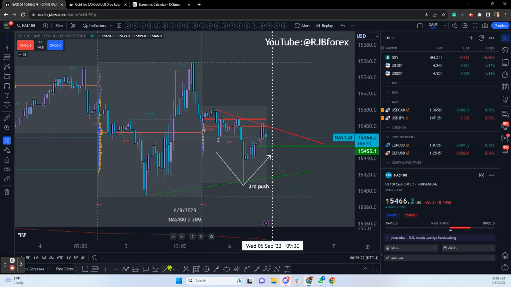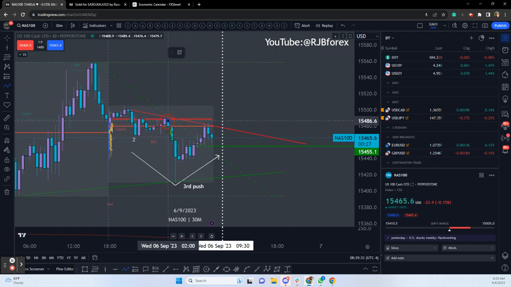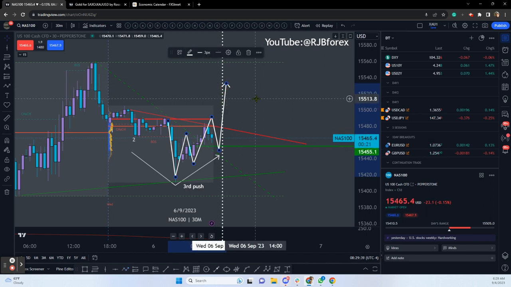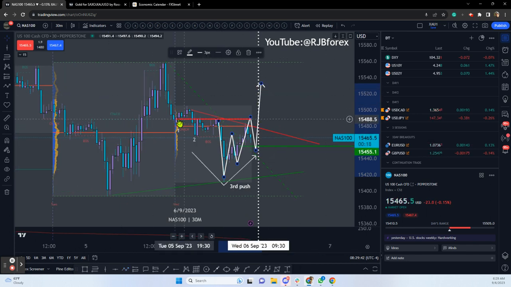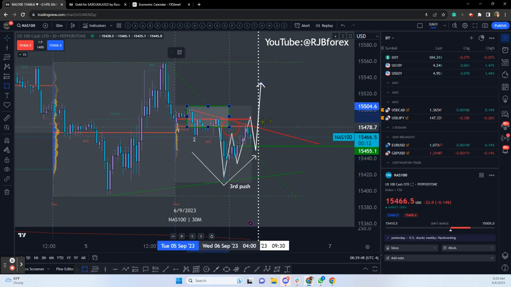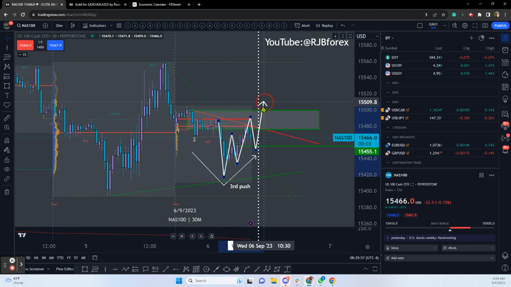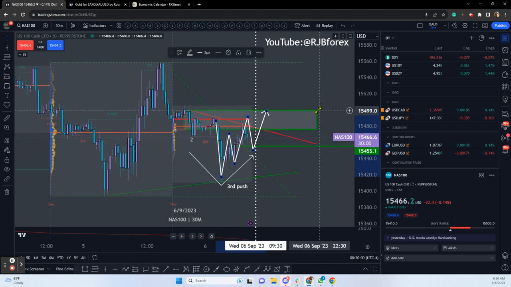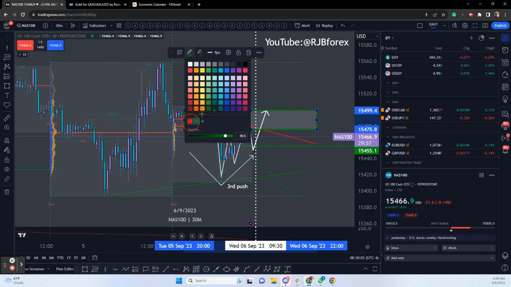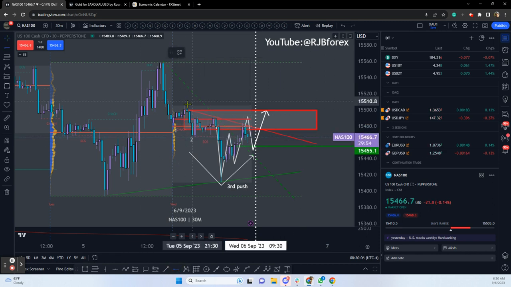Okay, so this could be a sort of a... now we've got a fair bit of resistance to get through, however. So all of this up here could be resistance. But there's going to be stops above to target if we can get through that.